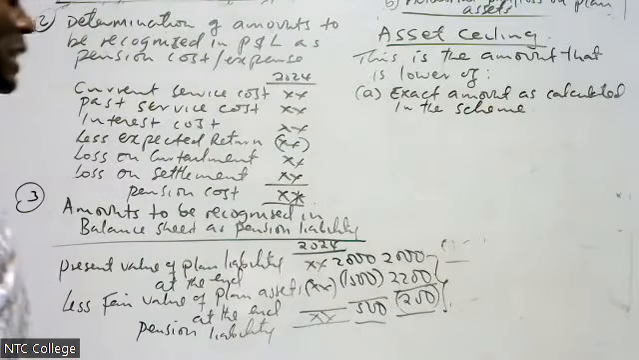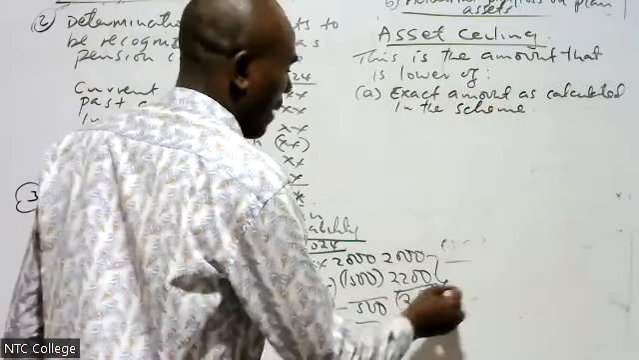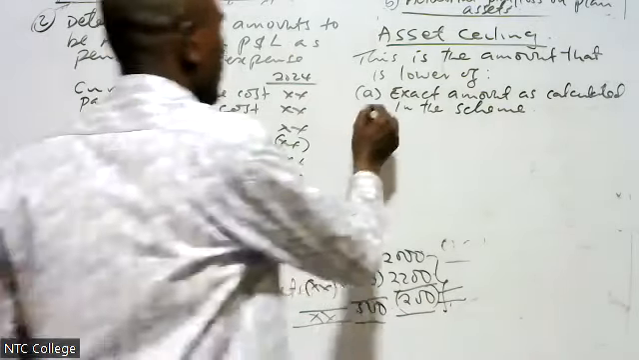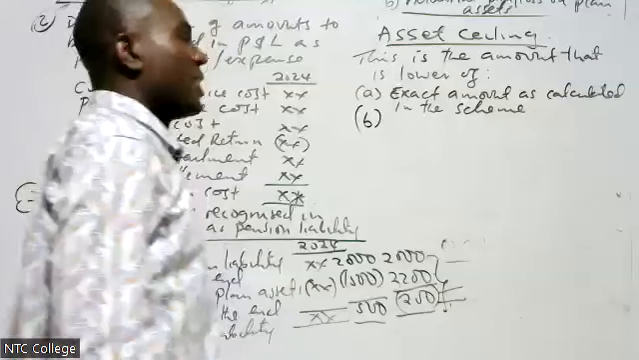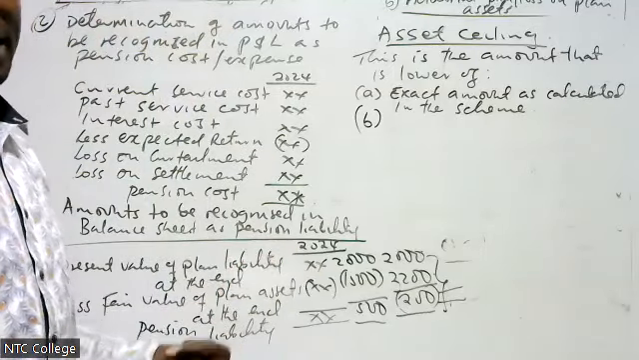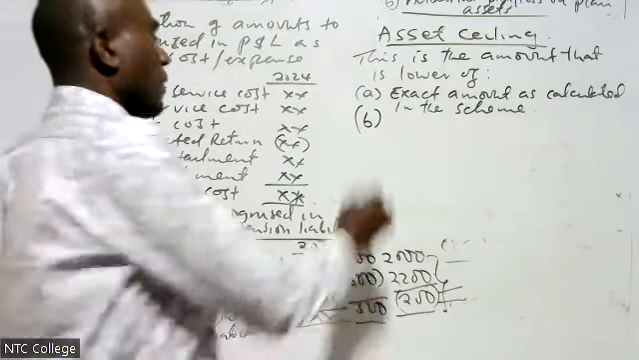Number A is the exact amount as calculated in the scheme, like here we have calculated, for example, it's 200. Then number B is the lower of number A, exact amount as calculated in the scheme.